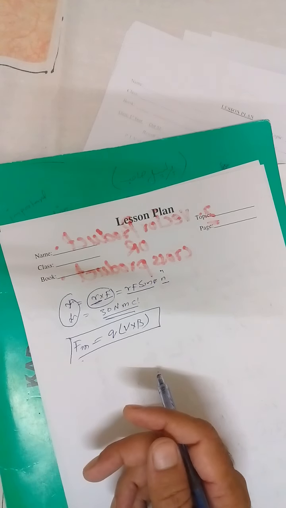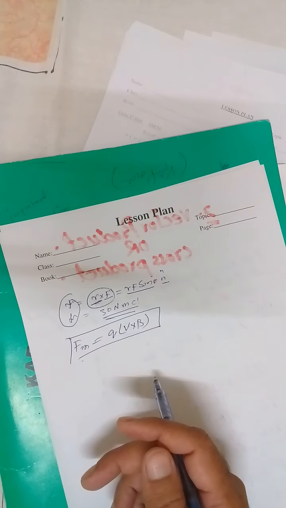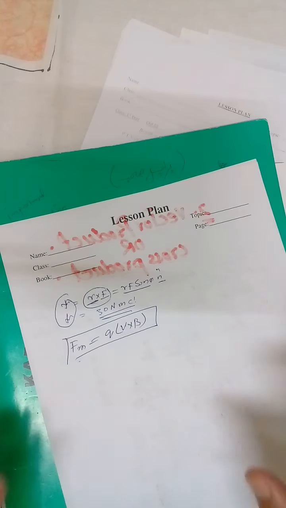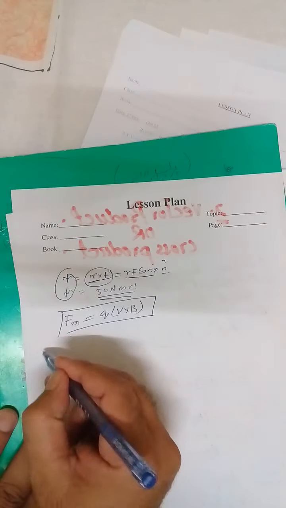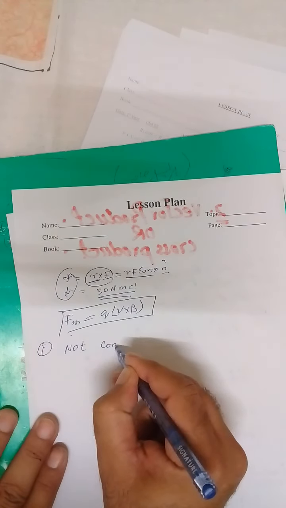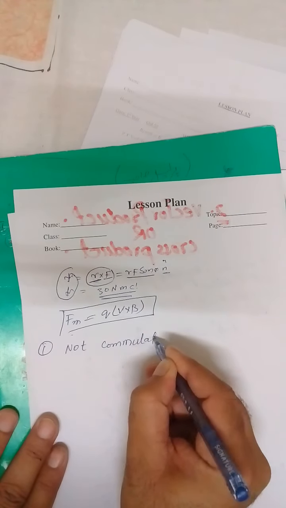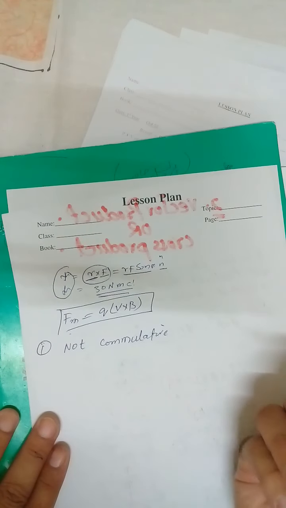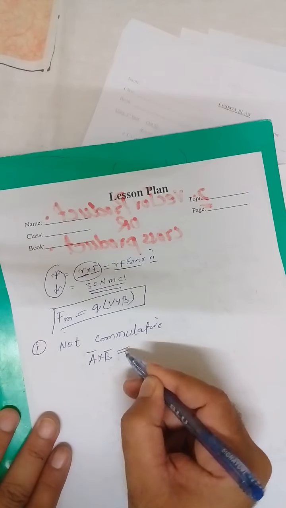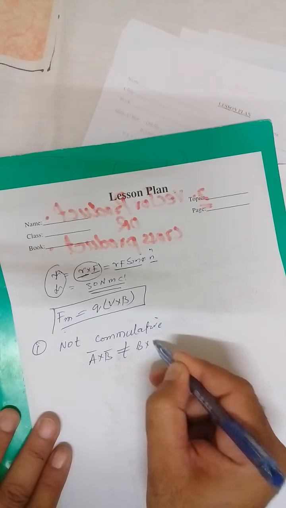Now we are going to discuss the properties, the characteristics of the vector product. Number one property: it is not commutative, because A cross B is not equal to B cross A.